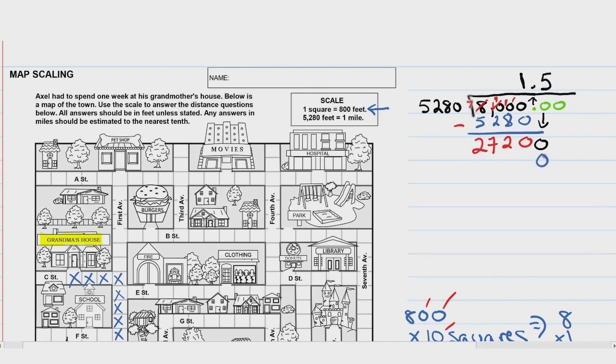5 times 0 is 0. 5 times 8 is 40. We're going to carry the 4. 5 times 2 is 10, plus 4 is 14. We're going to carry the 1. 5 times 5 is 25, plus 1 is 26.